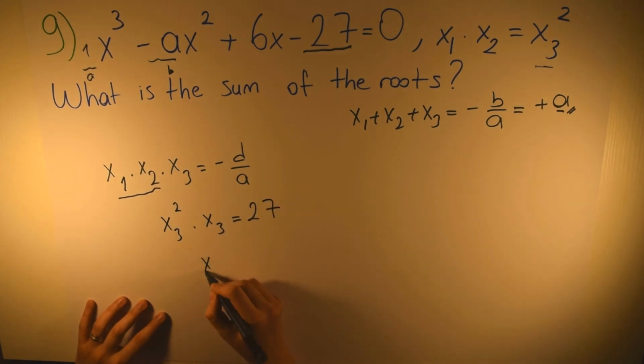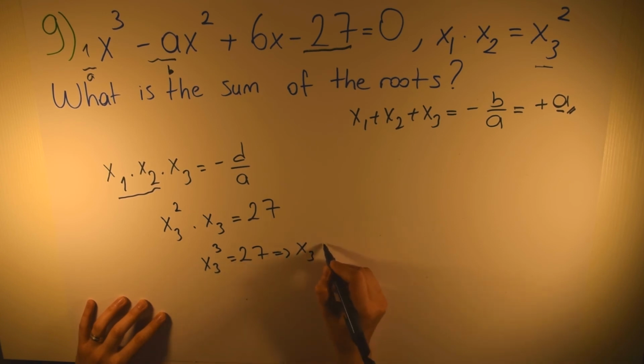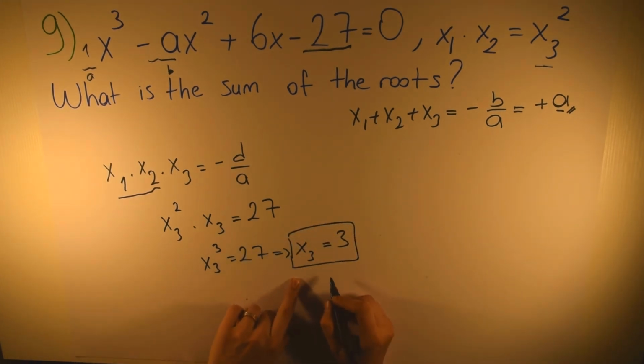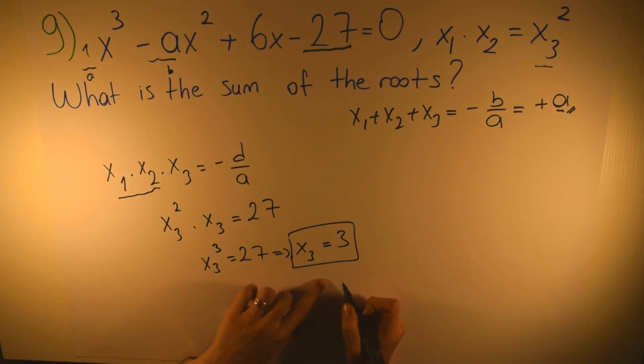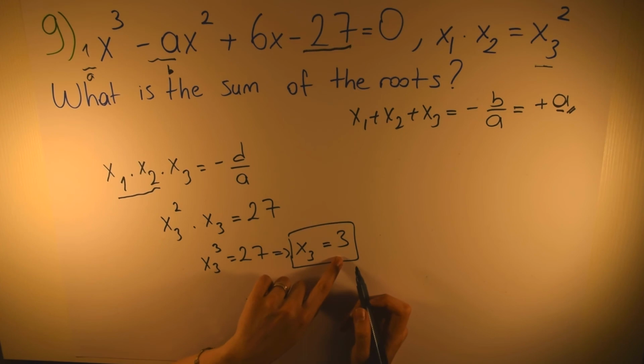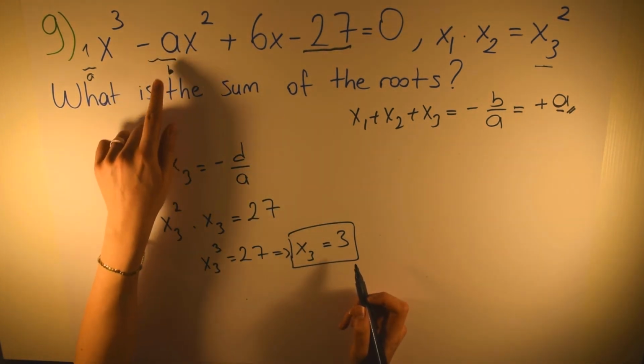So here x3 cubed is equal to 27, and from here we found x3 as 3. Okay, so I found one of my roots. After that everything is much easier. We will just take this value and put 3 instead of x here, and we will be able to find the value of a.